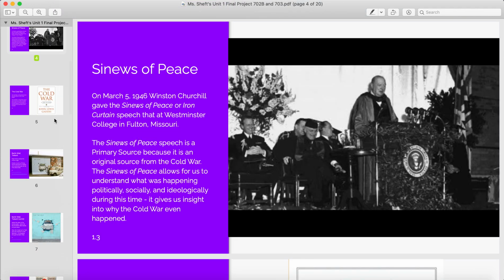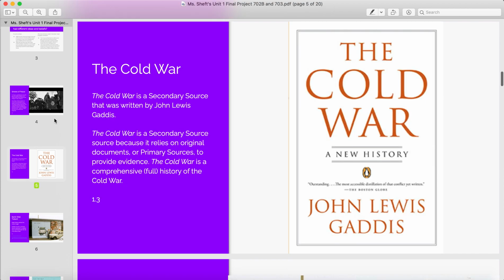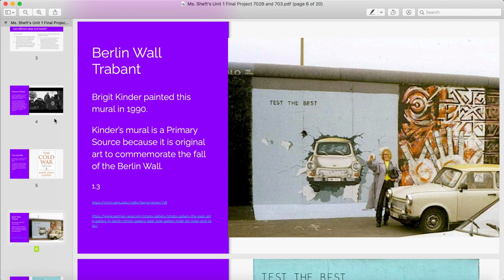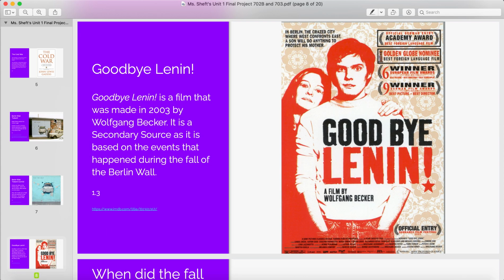So there's 2 examples. And then we have a primary source of the Sinews of Peace, and a secondary source, the book The Cold War. So this is one example of identifying a primary source and secondary source. And then our second primary source is this mural, which I just have 2 slides about, and then our secondary source is this movie, Goodbye Lenin. So that's 2 examples of each skill.